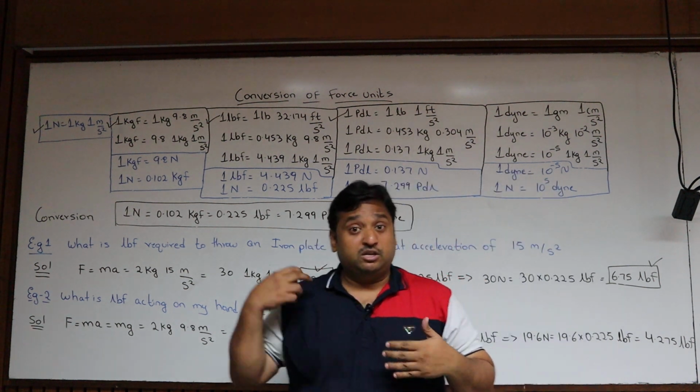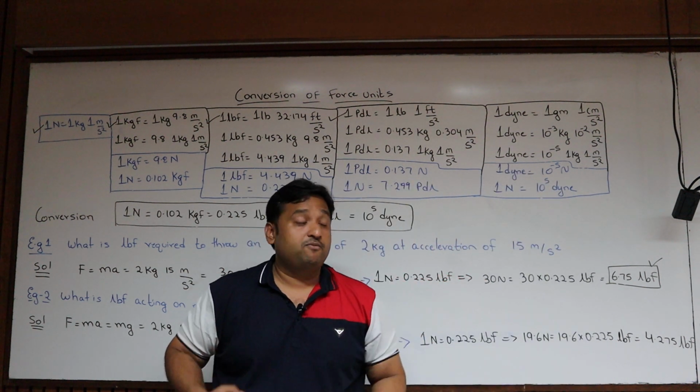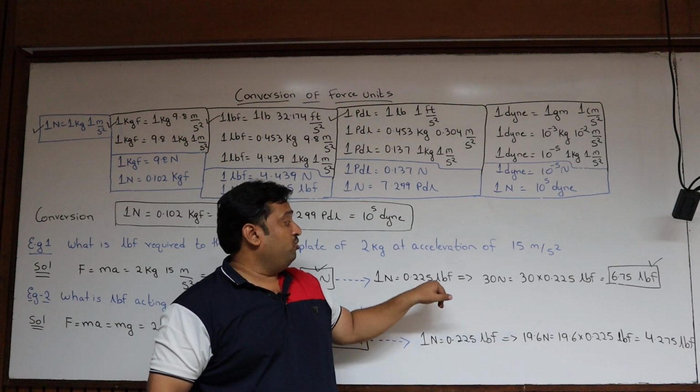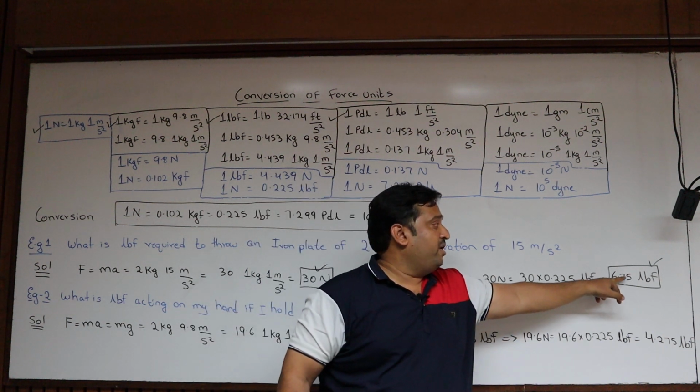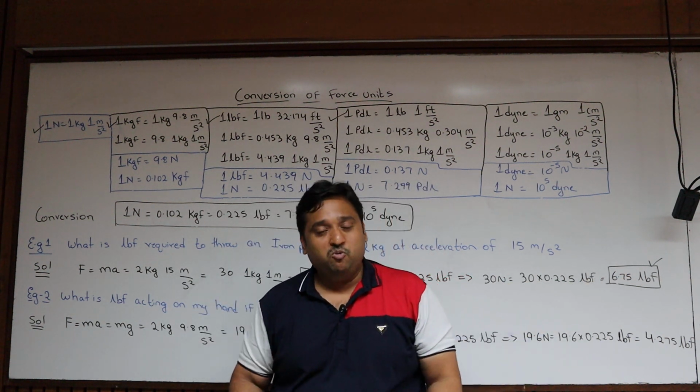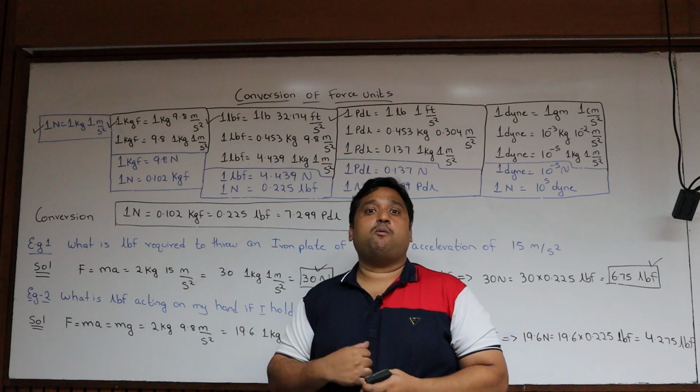So let us convert, because the question is to convert this to lb force. I know 1 Newton is equal to 0.225 lb. Then what about 30 newtons? It is nothing but 6.75 lb force. This is the solution for problem number 1.